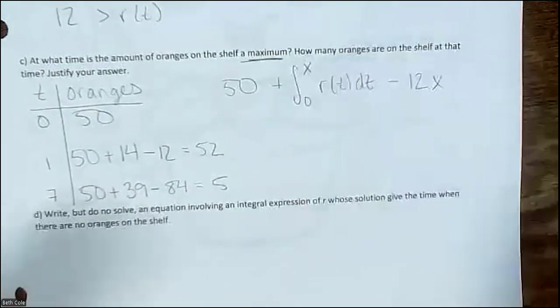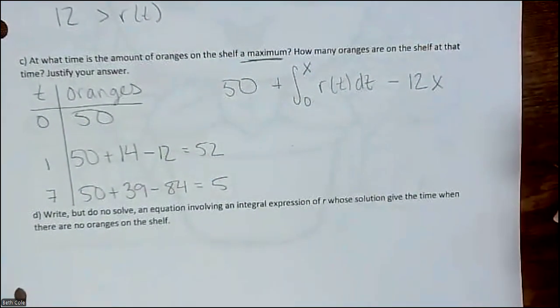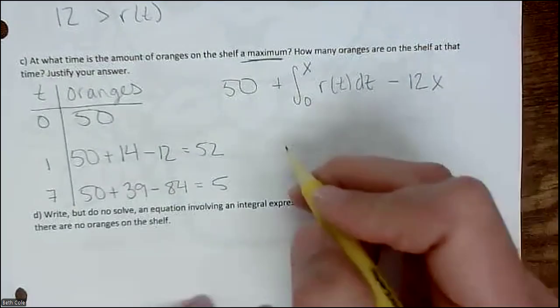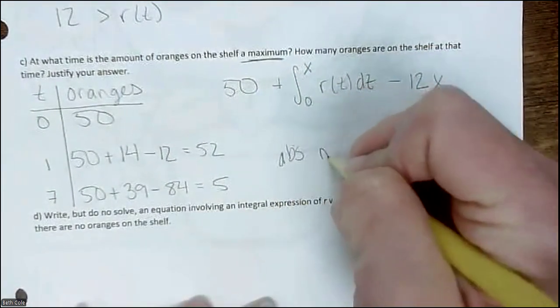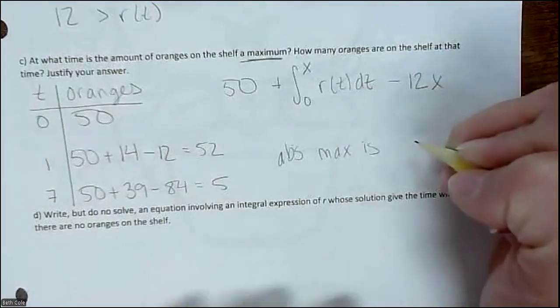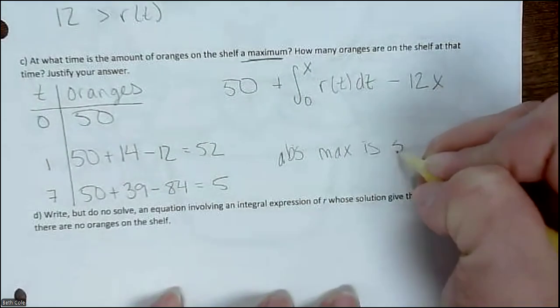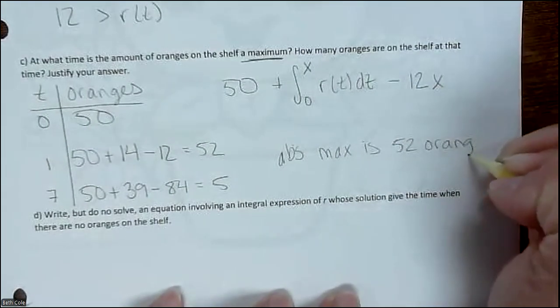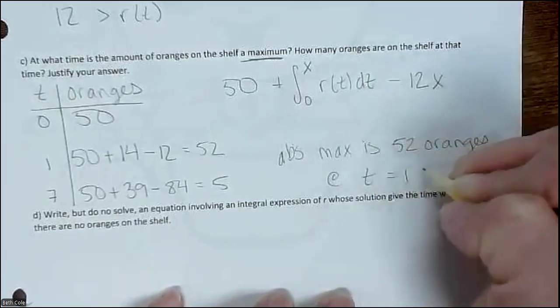Oh, maximum. Okay. Do you ever sometimes forget what you're doing? Like, sometimes these problems get so intricate by the end, I'm like, what did they even want? All right, maximum. So the absolute maximum is how many oranges? 52 oranges at time 1 hour.